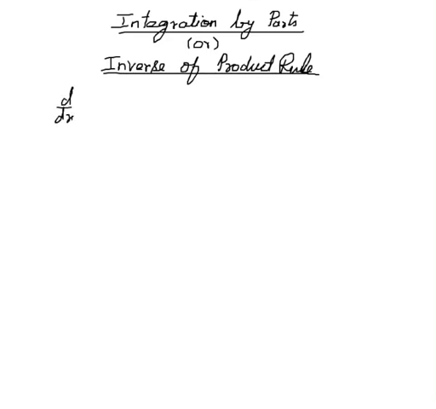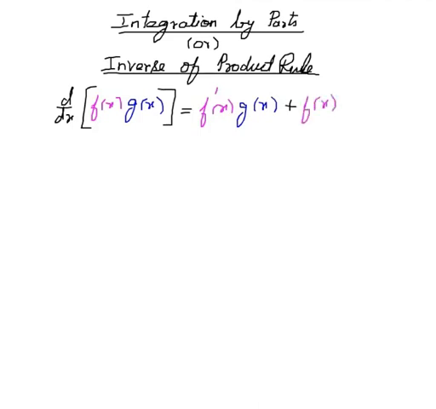d by dx of f of x times g of x is equal to f dashed of x times g of x plus f of x times g dashed of x. This is product rule which we have learnt in differentiation lesson.